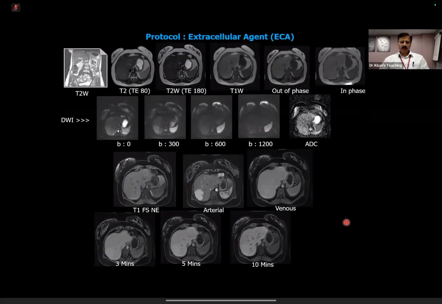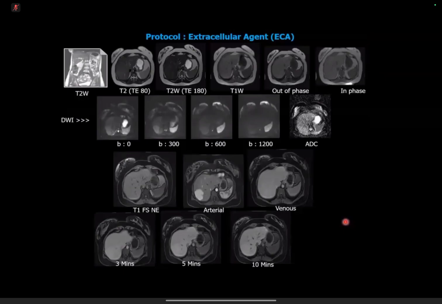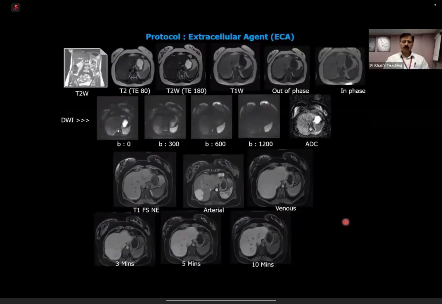Right, if you can concentrate on this one, it's a very busy one, but this is how we do an MR liver. This is our departmental protocol. So what we do is the usual T2 coronal, T2, and we do a low TE and high TE, what we call a highly T2 weighted sequence. So this is a T2 and this is a highly T2 weighted sequence.